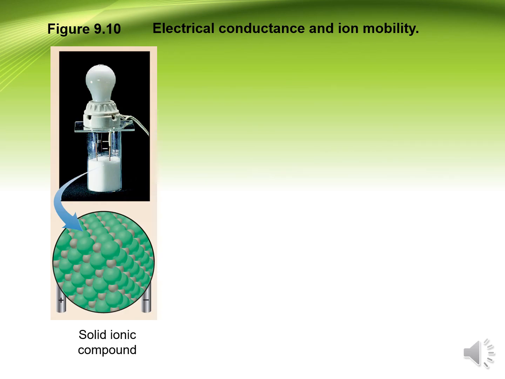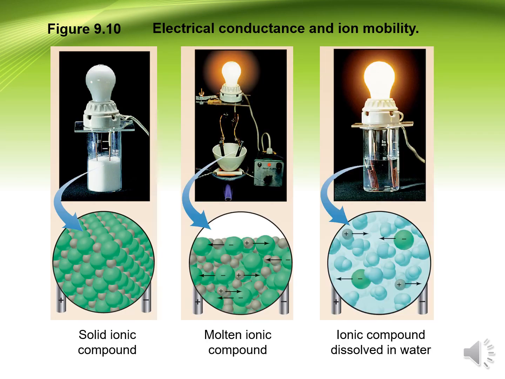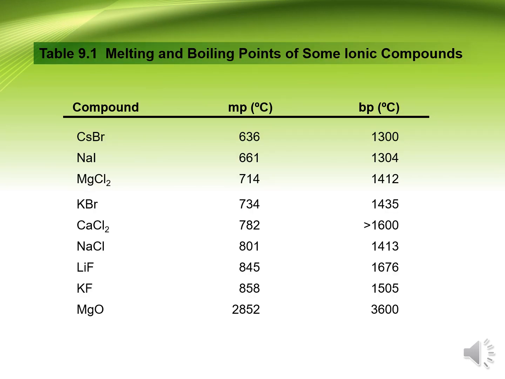One important property of ionic compounds is that they can conduct electricity in molten state and in solution, as you can see in this figure. Ionic compounds also have very high melting points and boiling points, as you can see in this table.